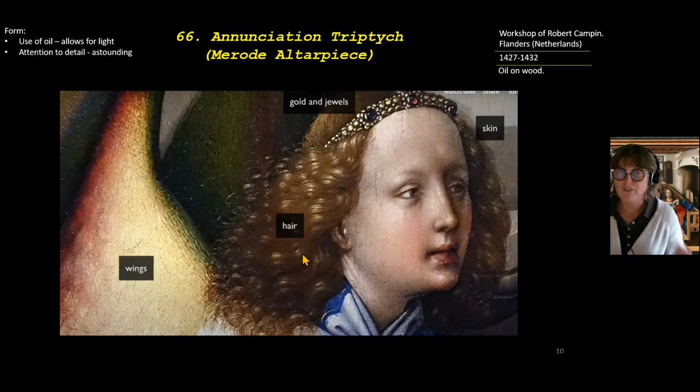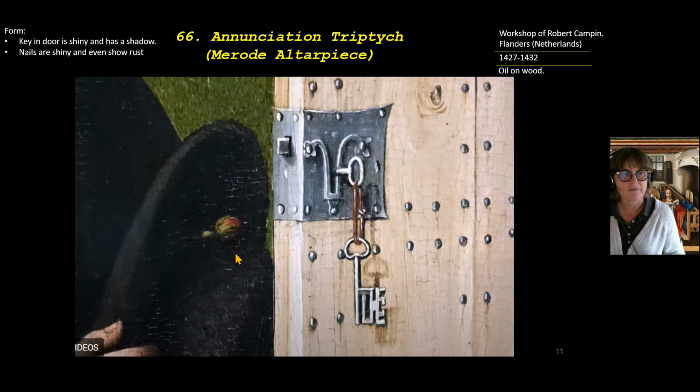So in terms of form, though, the artists of the Northern Renaissance used oil, and oil paint allows an artist to really focus on light and on details. So you can see the shimmeriness of the jewels, the skin, and the shininess of the hair here. And then the wings, do you see that texture going on? They can create a lot more texture in that hair. So the attention to detail could be astounding.